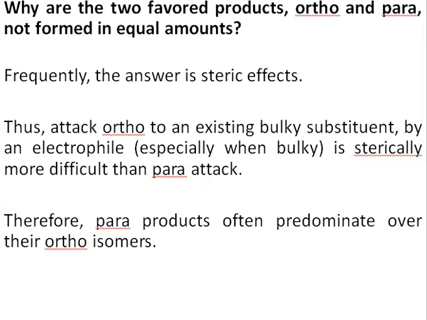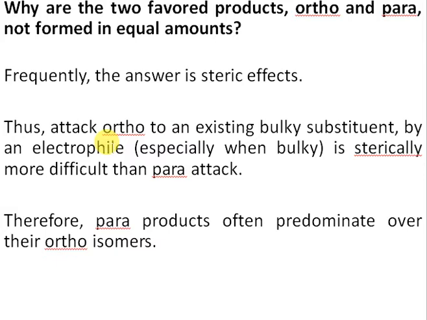So if there is a bulky group next to the ortho position, then because of the steric hindrance, especially if the electrophile is also bulky, right? If you have a bulky substituent at the ortho position, and if the electrophile is also bulky, then it's very difficult for the attack to occur at the ortho position, right? So the ortho product is found in lesser amount because of steric hindrance, right?